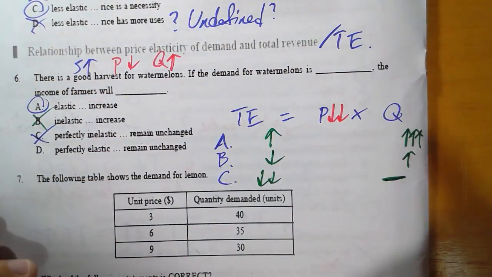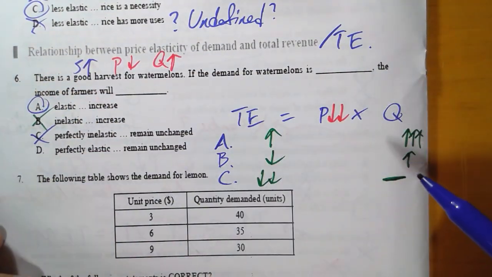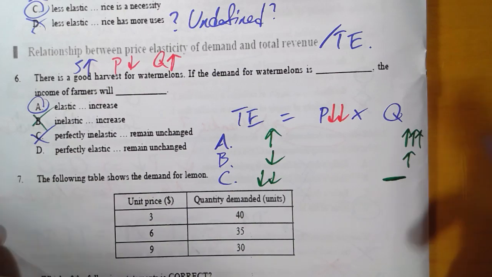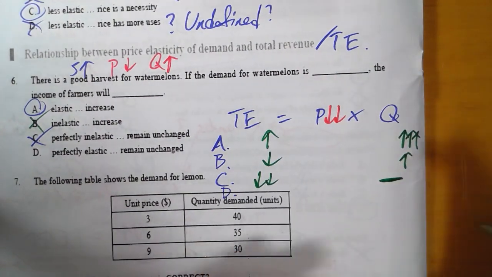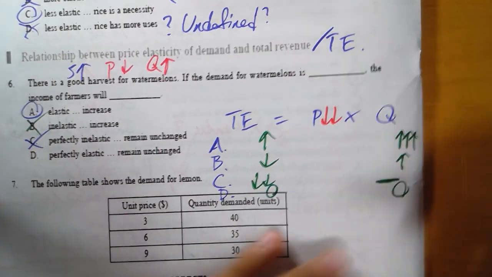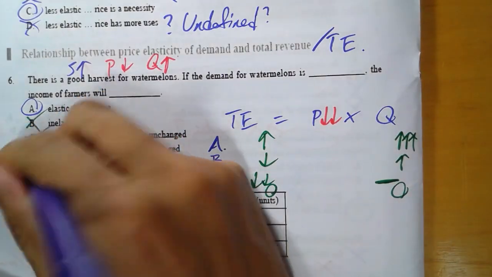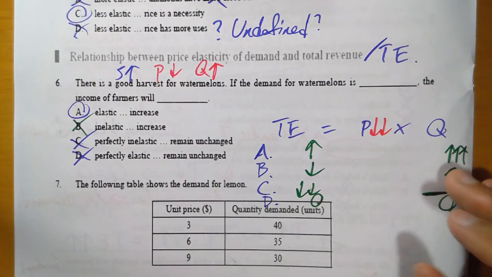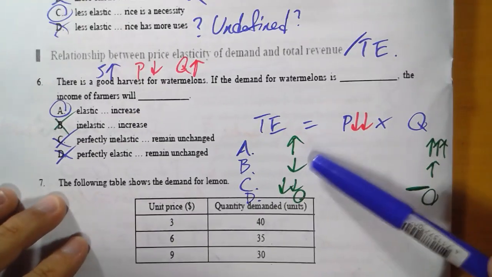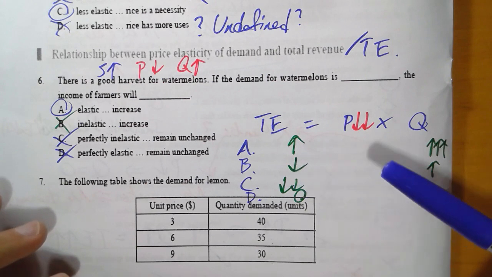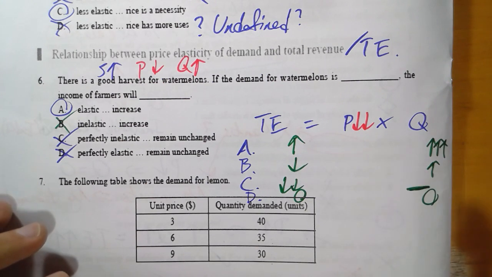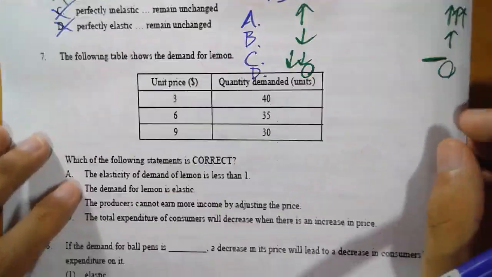And D, perfectly inelastic, not remain unchanged, actually becomes 0. This guy will become 0, so this guy also becomes 0. So A would be the answer we want. Again, if you struggle with this, I suggest you go back to our previous video when we talk about the revision. Now, next one.